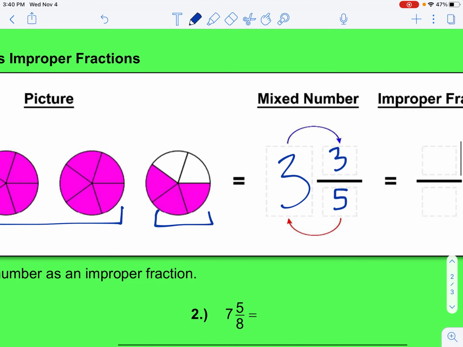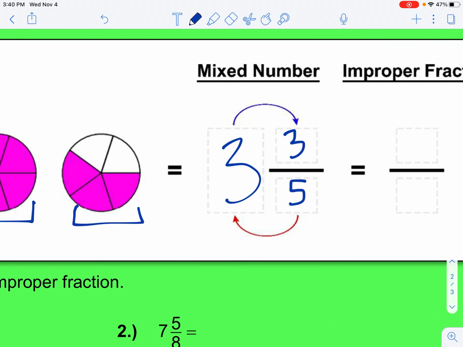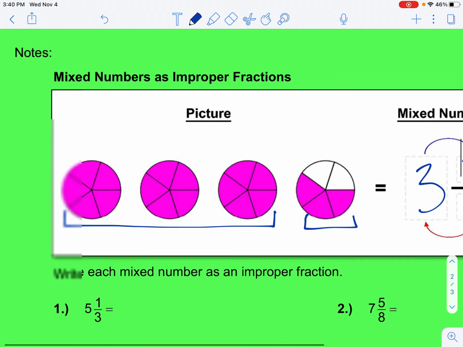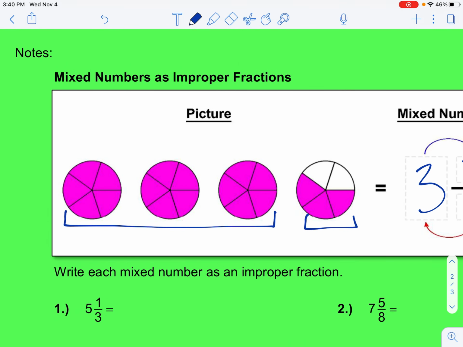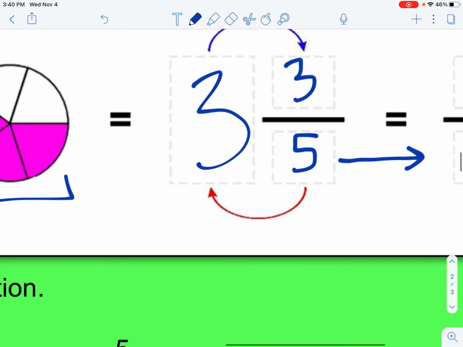Now, when we change a mixed number into an improper fraction, we do something that I call around the world. First, we're going to focus on my denominator. My denominator never changes. So when I'm changing my mixed number into my improper fraction, my denominator is still going to be 5. So I like to take that and just slide that right over. Now to figure out how many fifths I have, I can simply count all of my pink ones right here, but we don't always have a picture, and drawing a picture can be kind of difficult. So we have a strategy called around the world.